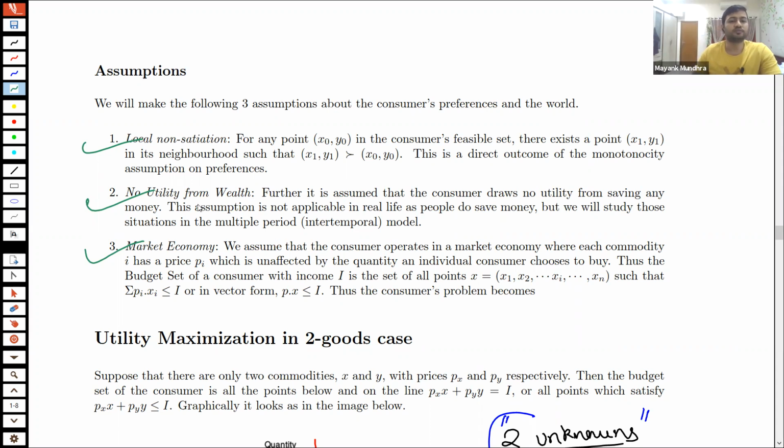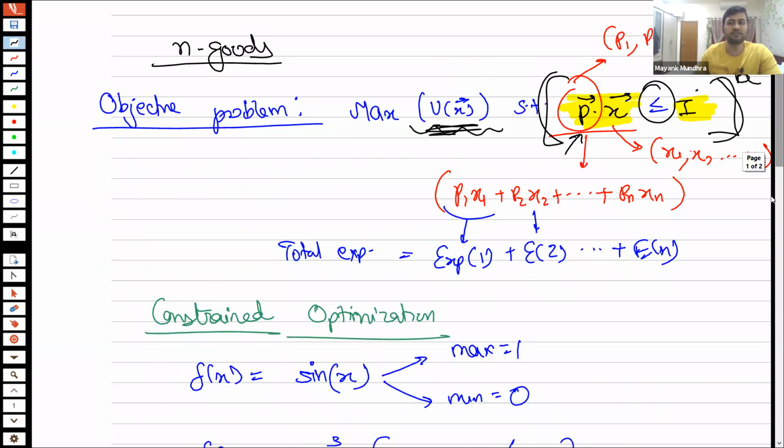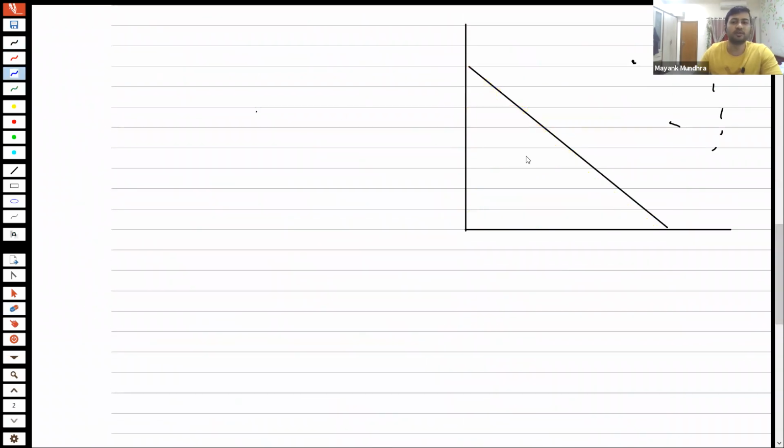Okay. So actually a combination of assumptions 1 and 2 means the following. Local non-satiation means that any point inside the budget line cannot be the optima on the budget set. Suppose this is the budget line. Any point inside the budget line cannot be the optima. Why can't it be so?